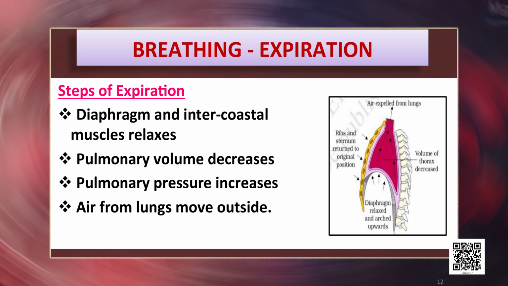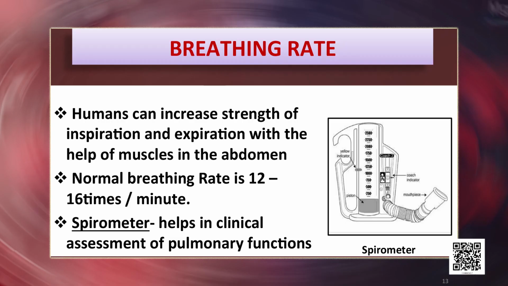As a result, the volume of the lungs decreases. With this, the pressure inside the lungs increases. As the pressure inside the lungs is higher than the atmospheric pressure, air from the lungs moves outside. This completes the process of expiration. Abdominal muscles present in the abdomen can increase the strength of inspiration and expiration.